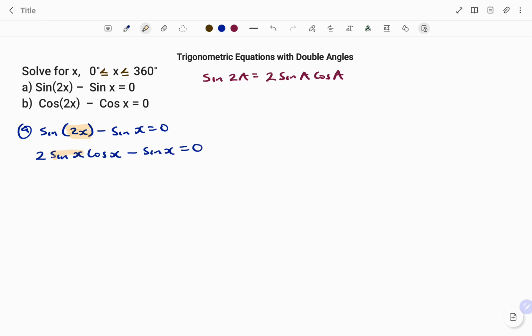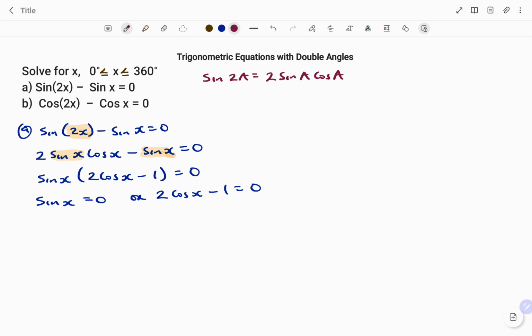Factorizing, you can see that sine x is common to the two terms. So if I factor out sine x, I'm left with 2 cos x minus 1 equals 0. So to solve this equation, I have sine x equals 0 or 2 cos x minus 1 equals 0. I'm going to solve the two separately, starting with sine x equals 0.